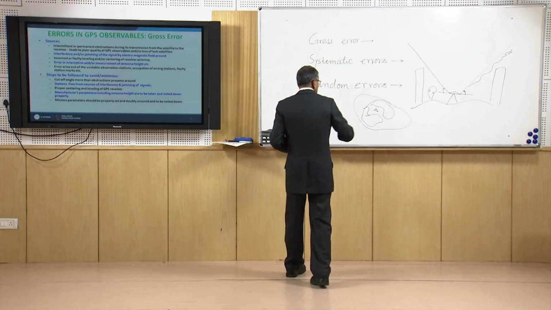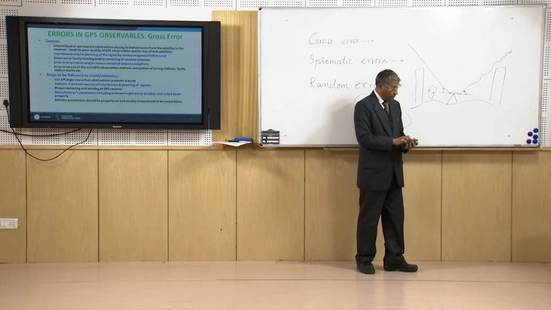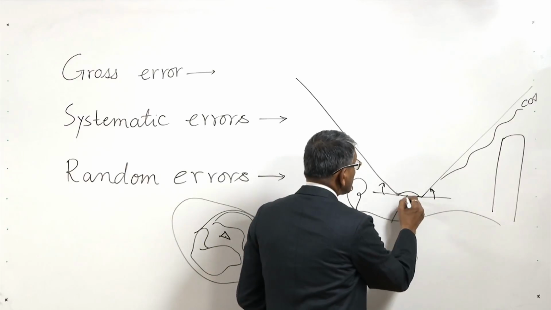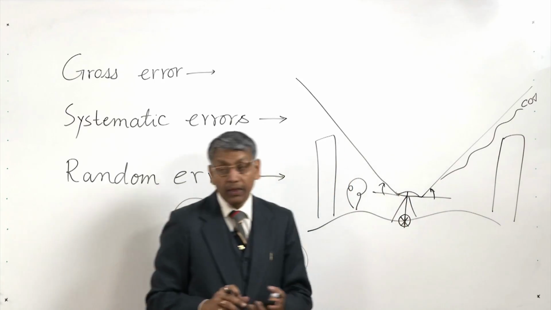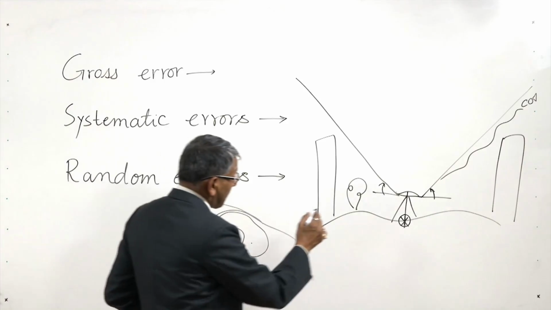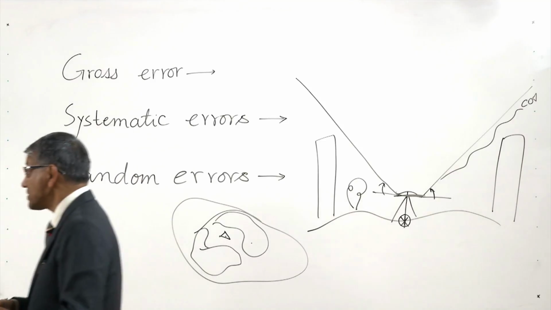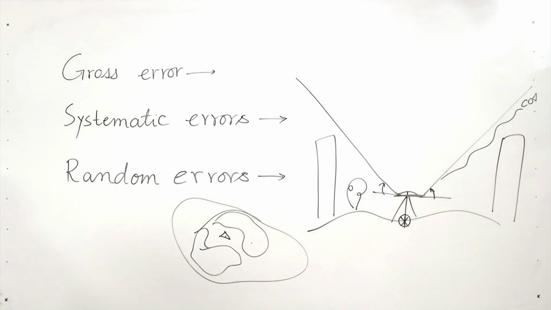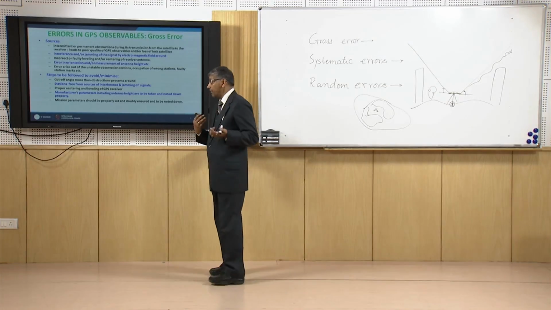Then the receiver should be properly centered, that means just above the point for which we want to get the observation location, and it should be leveled properly. We should make use of the proper instrument. So, all these things will help to avoid the amount or nature of gross error.